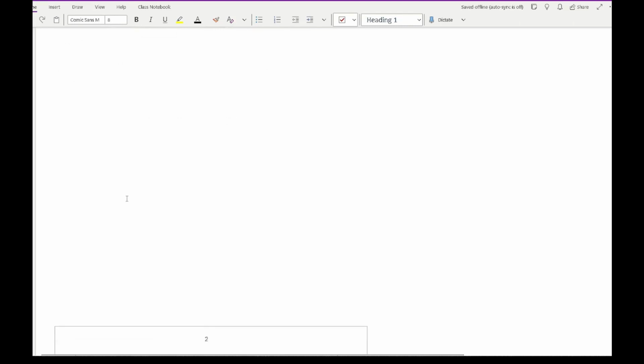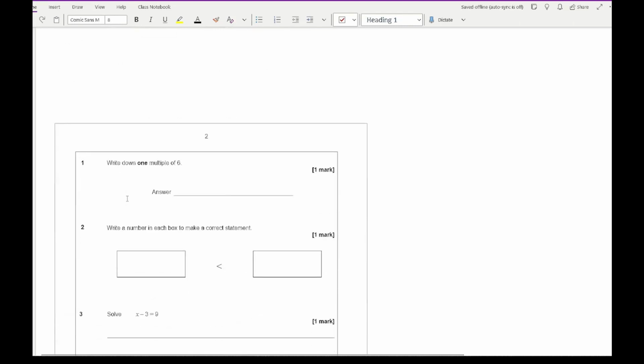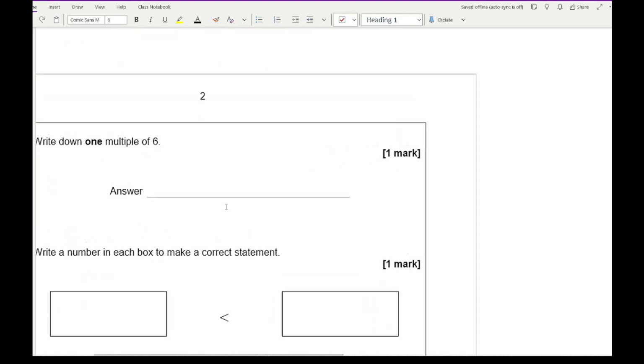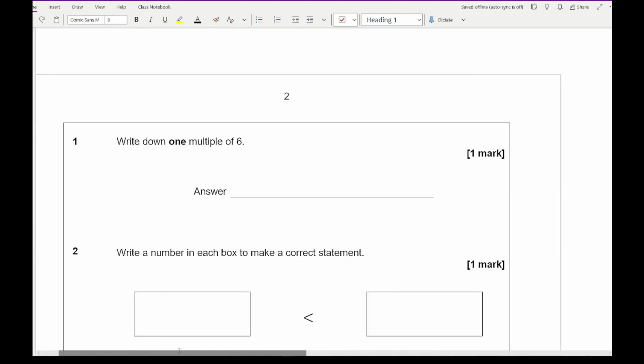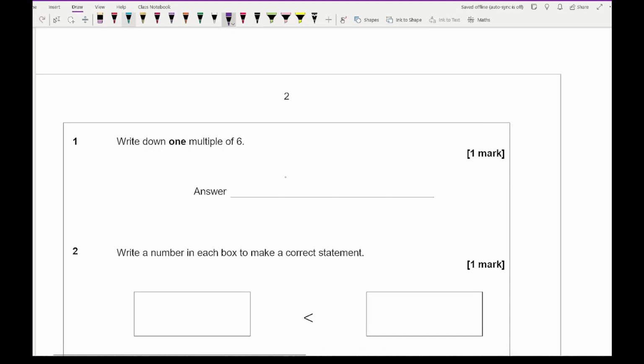So looking at question 1, and let me just zoom in so we can see the question on the screen a little bit clearer. Question 1 says write down one multiple of 6. For this question all you need to do is write down any number that is in the 6 times table. So you could go from 6, 12, 18 all the way to 60, 66, 600, 660 million. As long as it's a multiple of 6, any answer. But remember that you only need to give one. Don't write a list, so any of those would be absolutely fine. So I'll go on a limb and go for 18.